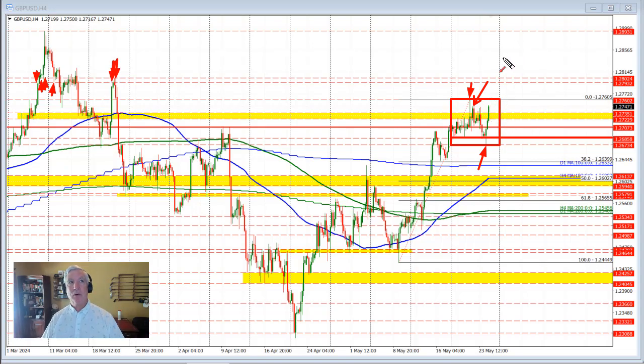If we break above 128, then traders will be thinking about going up to 128.93, the high price that we saw in the month of March.